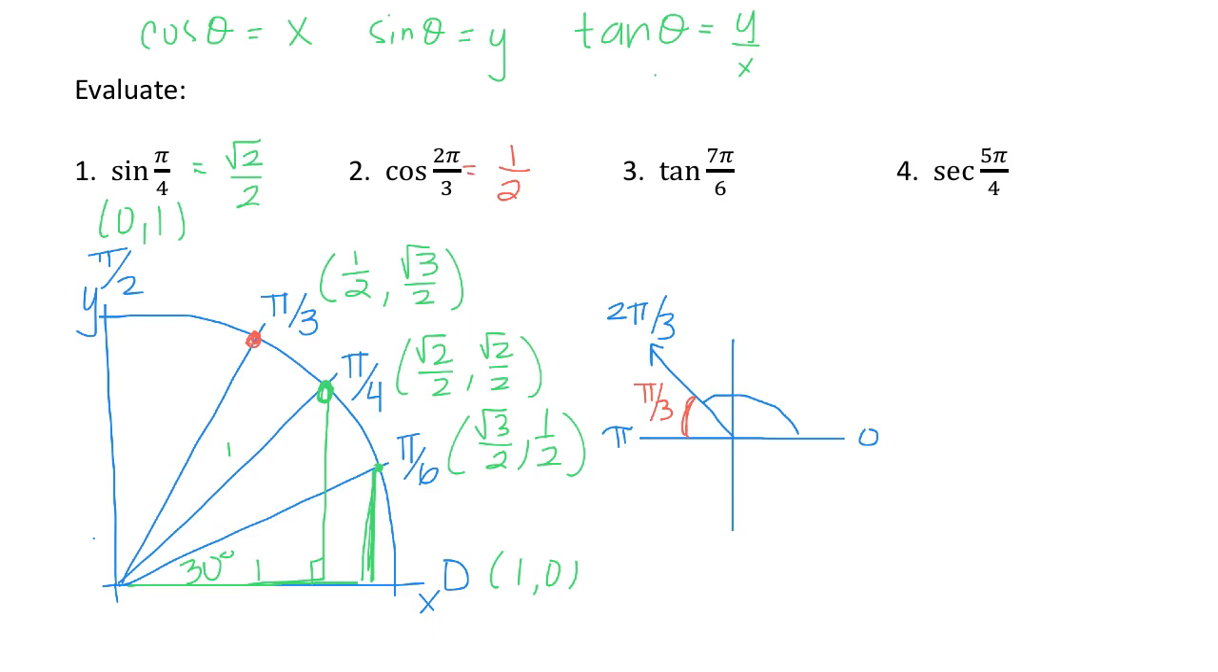The only thing I need to check is whether my answer should be positive or negative. So since I was in the second quadrant, the x value is negative in the second quadrant and the y value is positive. Since I was using the x value, because this is cosine, my answer should actually be negative 1/2.